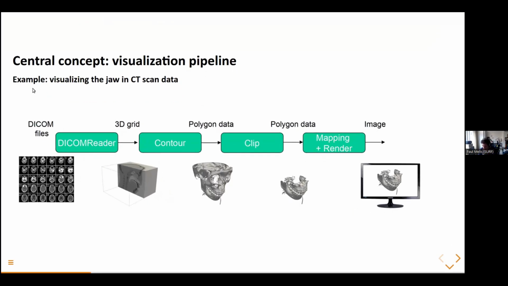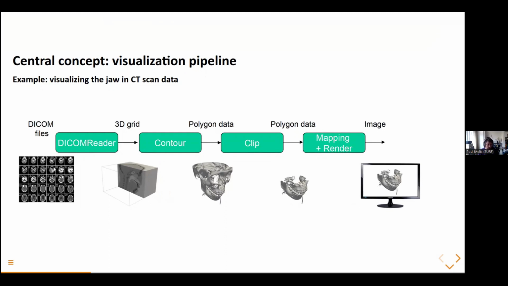So the central concept that ParaView works on is this idea of a visualization pipeline, which is, I think, very natural. So you have, for example, a data file or a set of data files that you load. You apply a number of operations to the data to get closer to something that you can visualize. And then the last step is that you put that image onto your screen. So it's a set of operations.